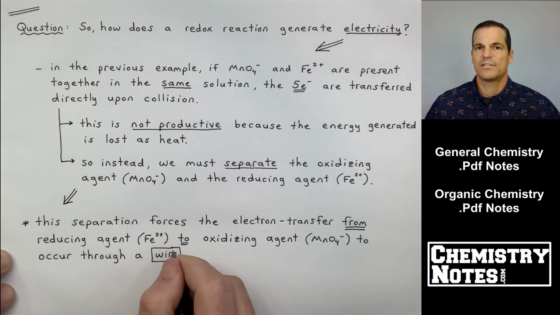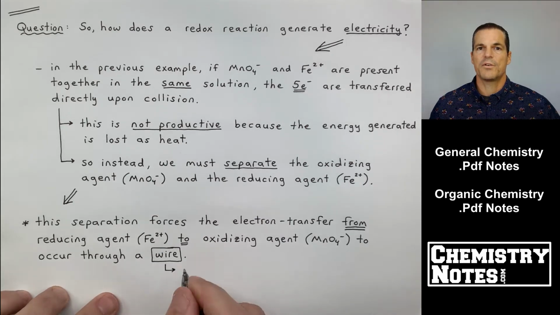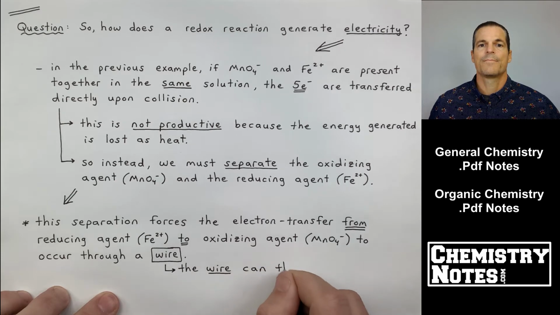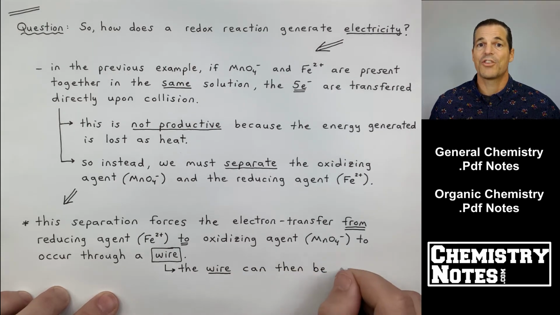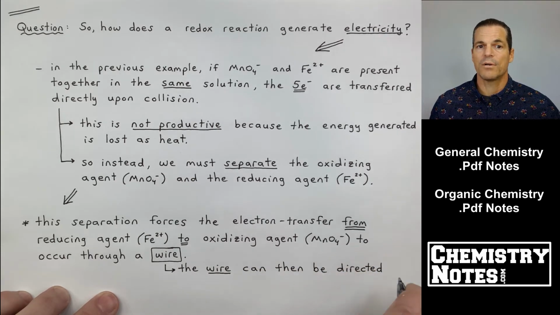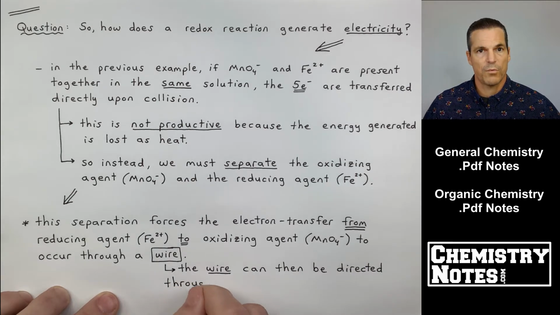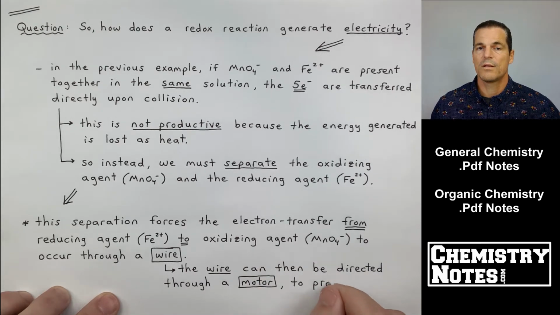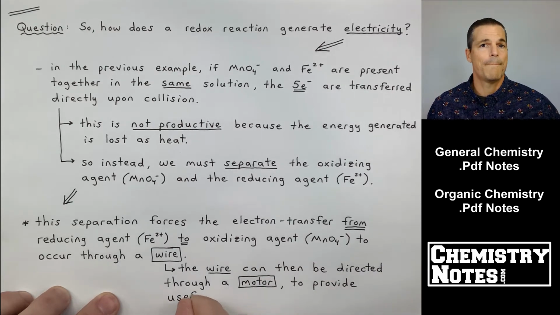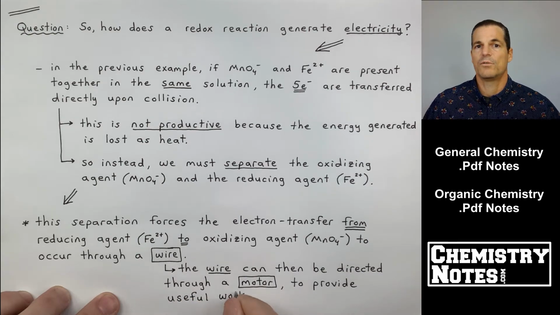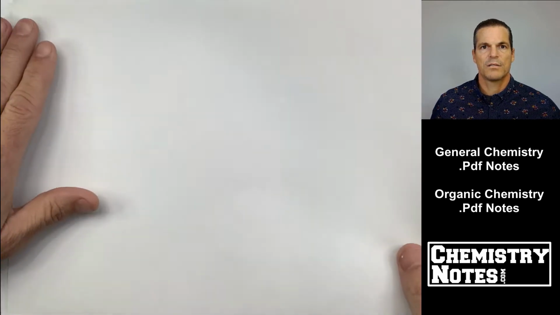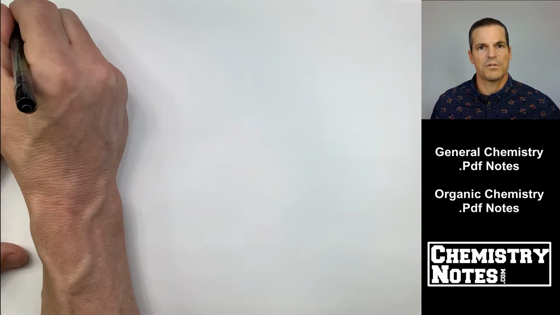Now why is that such a good thing? Well, if the electron transfer occurs through a wire, then we can take the wire and direct it through or towards a motor, and then the motor can be used to do useful work. So just to summarize, this separation forces the electron transfer to occur through a wire. The wire can then be directed through a motor to provide useful work. So we can use a spontaneous chemical reaction to provide us with an electrical output.